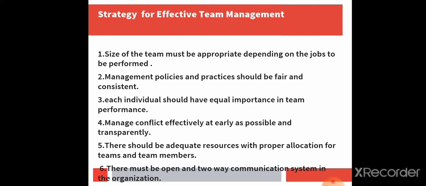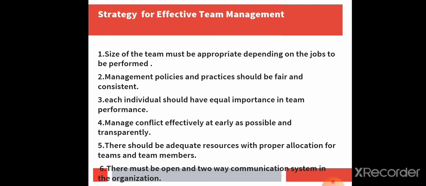Now I'm going to explain to you the strategy for effective team management. Number one, size of the team must be appropriate depending on the jobs to be performed. Number two, management policies and practices should be fair and consistent. Number three, each individual should have equal importance in team performance. Number four, manage conflict effectively, as early as possible and transparently.